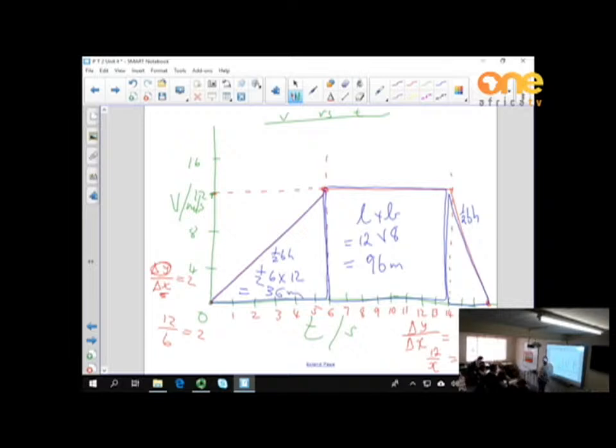And that one? 18 meters. So now we can say this vehicle, with all the accelerations and the decelerations, traveled a total distance of 150 meters, which is 36 plus 96 plus 18.